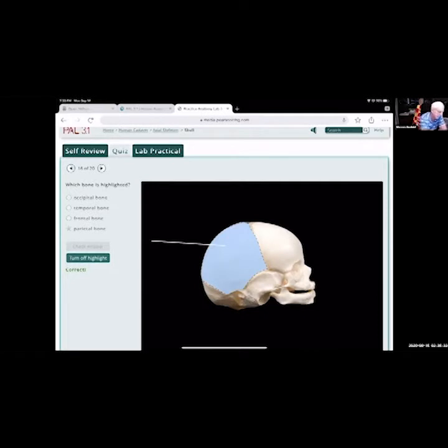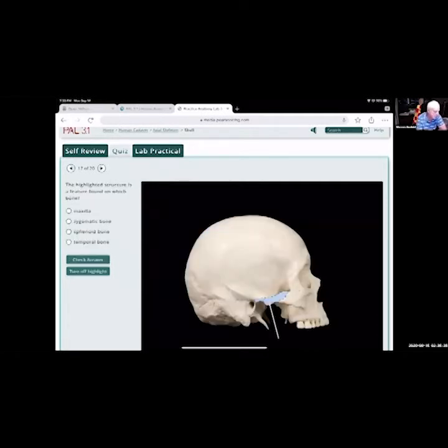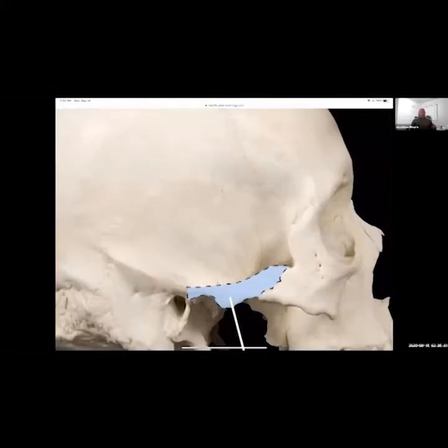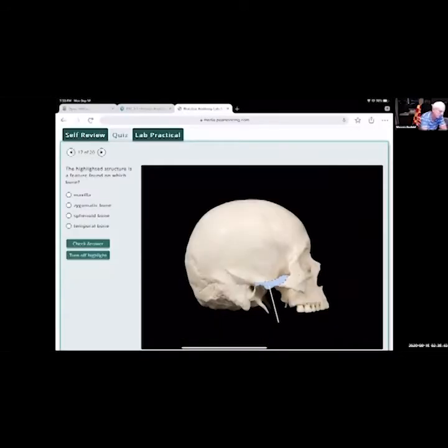The highlighted structure is a feature found on which bone? Zygomatic. So there's your bone. So which bone is it on? Zygomatic bone? Temporal bone. Or the temporal bone? It's a process of it. Okay. The correct answer would be the temporal bone. It's the process of the temporal that comes out.